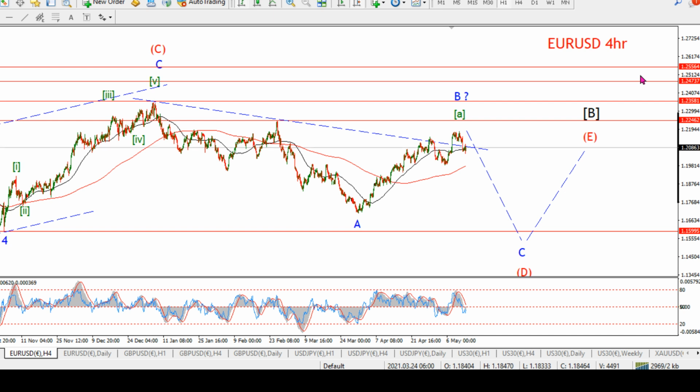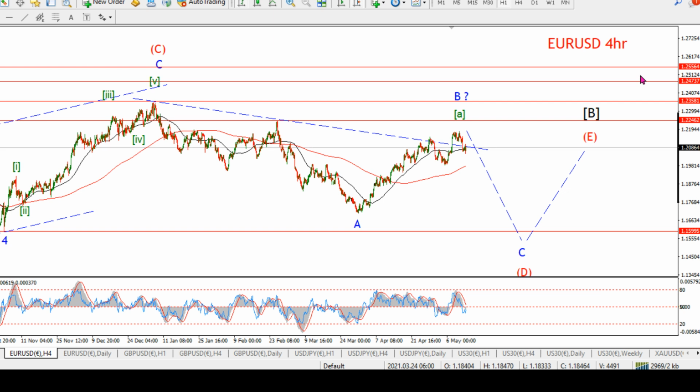Okay, this is euro dollar. What we'll do is obviously go to the dollar crosses first, and then we'll get into metals and stock market, crude oil, and so on and so forth. So this is euro dollar.